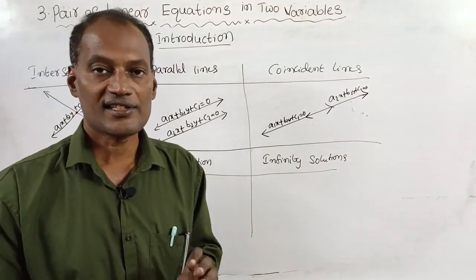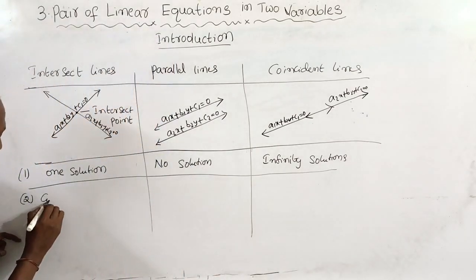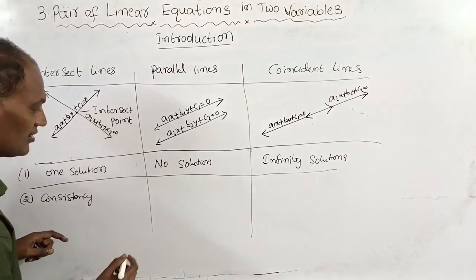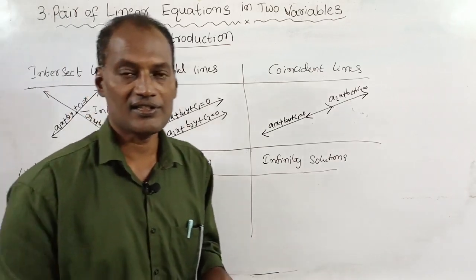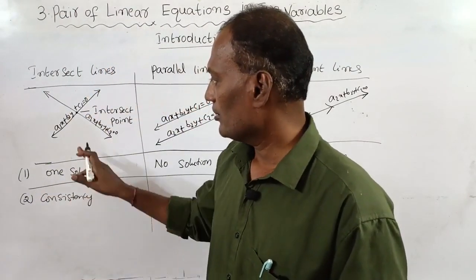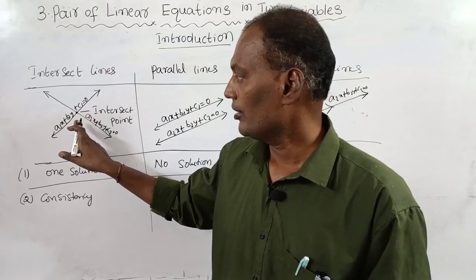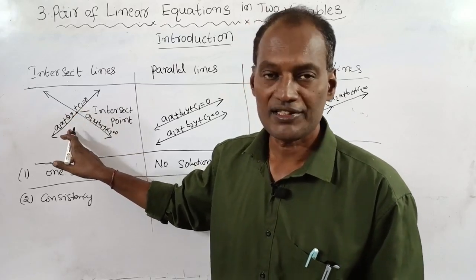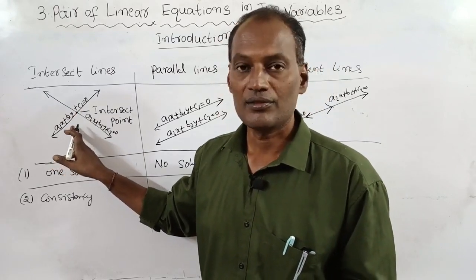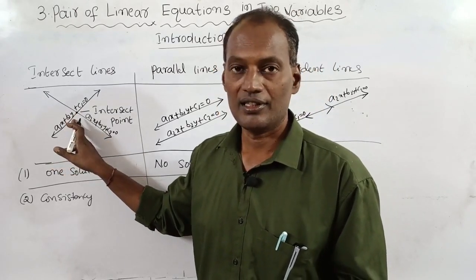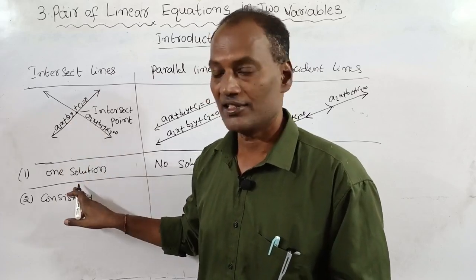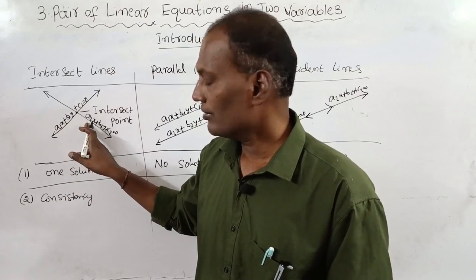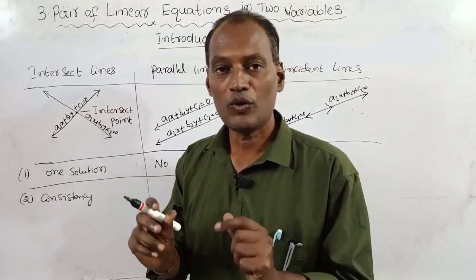So what is consistency? This has consistency. What is the meaning of consistency? Consistency means on the graph page, in each linear equation, the set of points should satisfy the equation. That is called the consistency. It means in this equation they should have the same points.